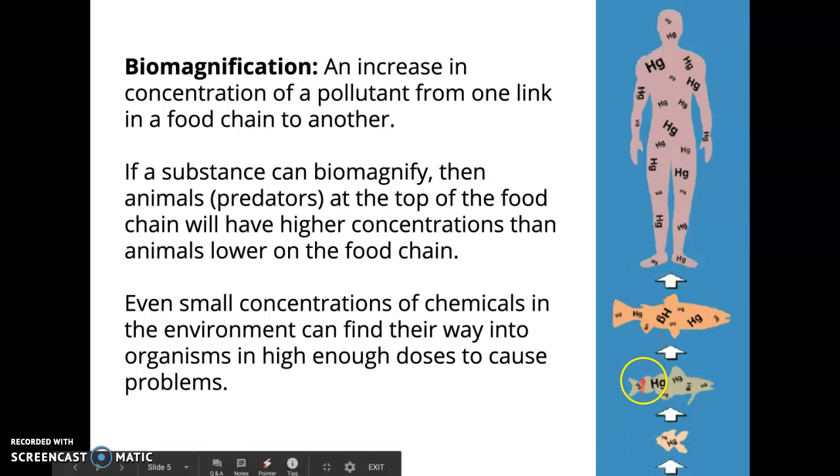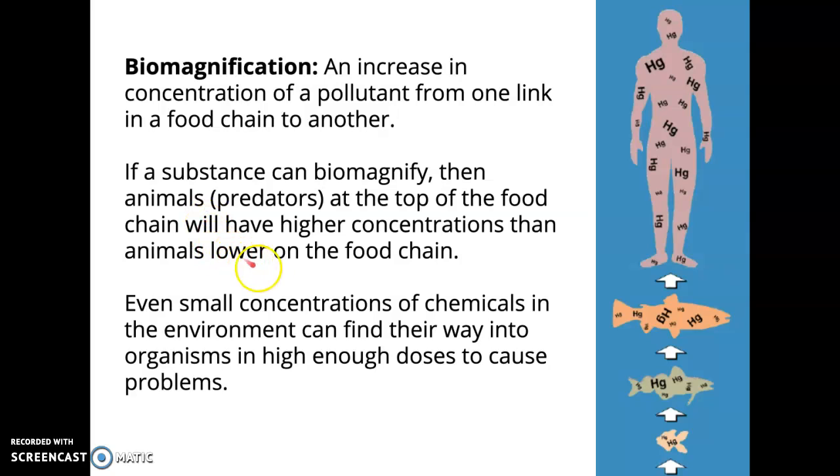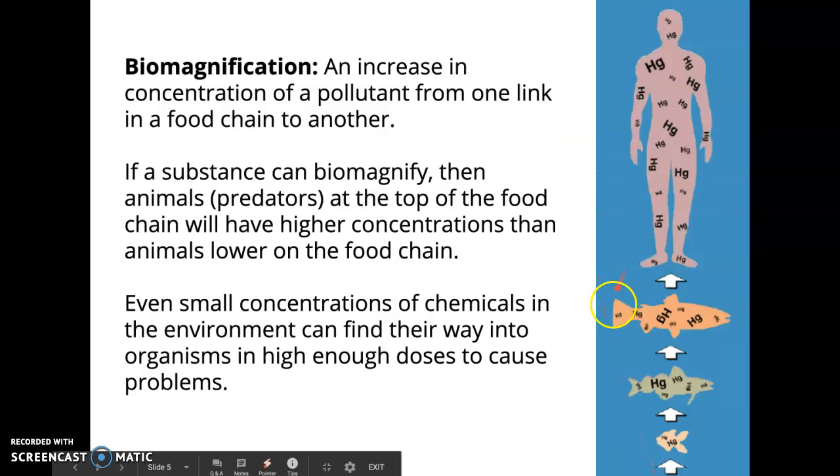So as you go up the food chain, you're going to gain more and more mercury, and that's what biomagnification means. So if a substance can biomagnify, meaning that it can go through this process, then animals or predators at the top of the food chain are going to have higher concentrations than animals lower on the food chain, right? Meaning that your human is going to have a lot more mercury than the organisms at the bottom because it's absorbing it from the environment, but it's also absorbing it from the amount of food that it's getting. And each organism, as you go up the food chain, has more mercury than the level below it.